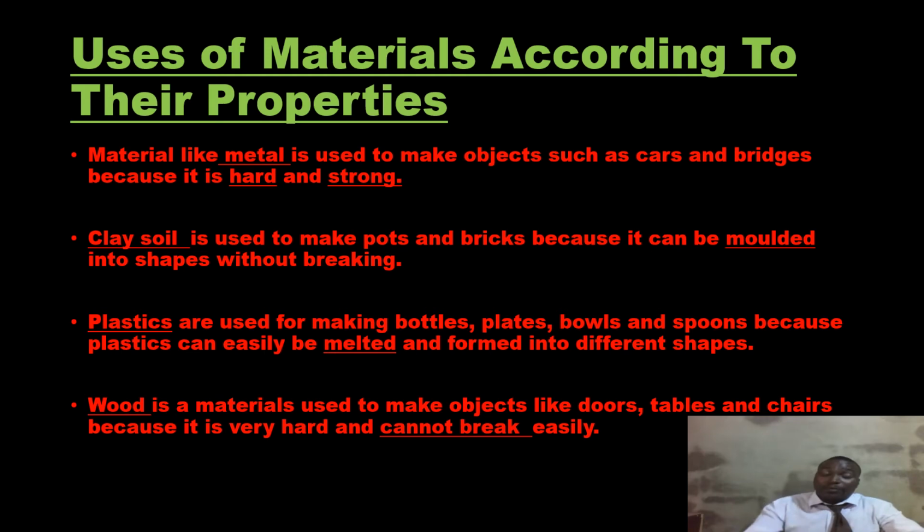So as we said, from the properties, you realize that materials are used according to their properties or their characteristics. For example, material like metal can be used to make objects like cars, bridges, because they are what? Hard and strong. Can you use a paper to make a car? No, because a paper is not what? Hard, and it is not strong.